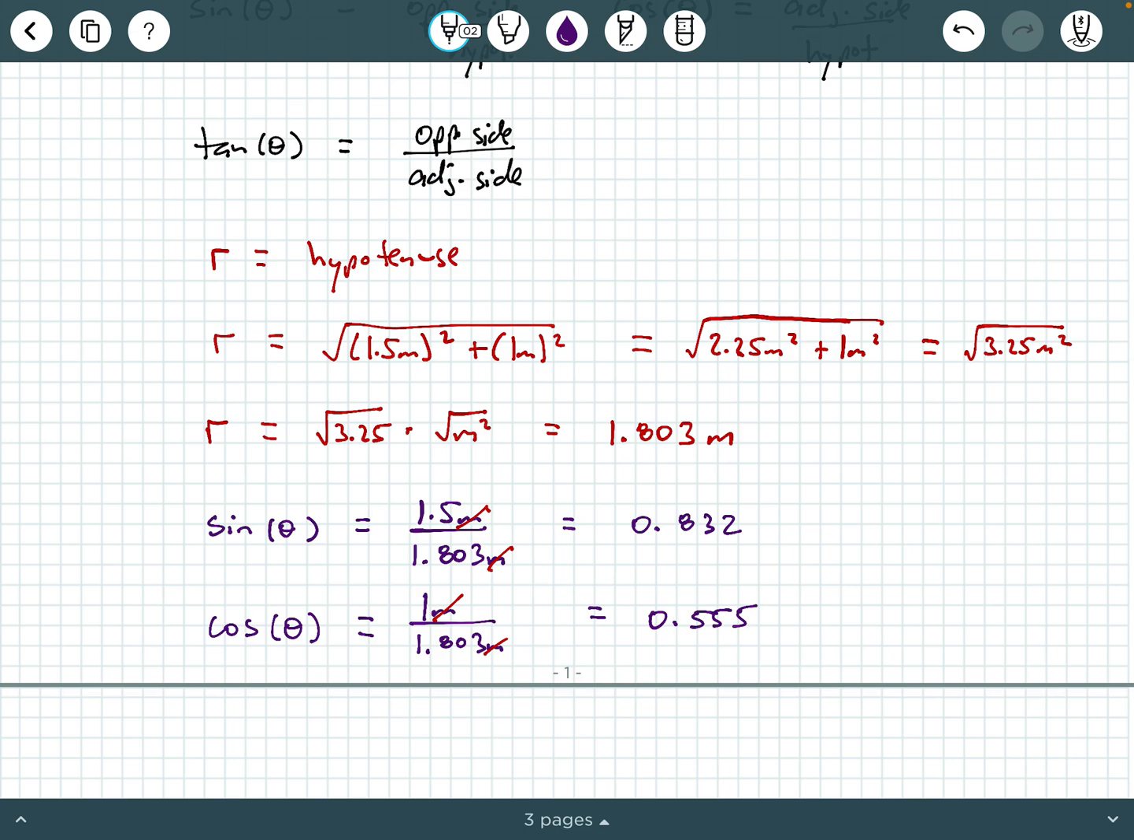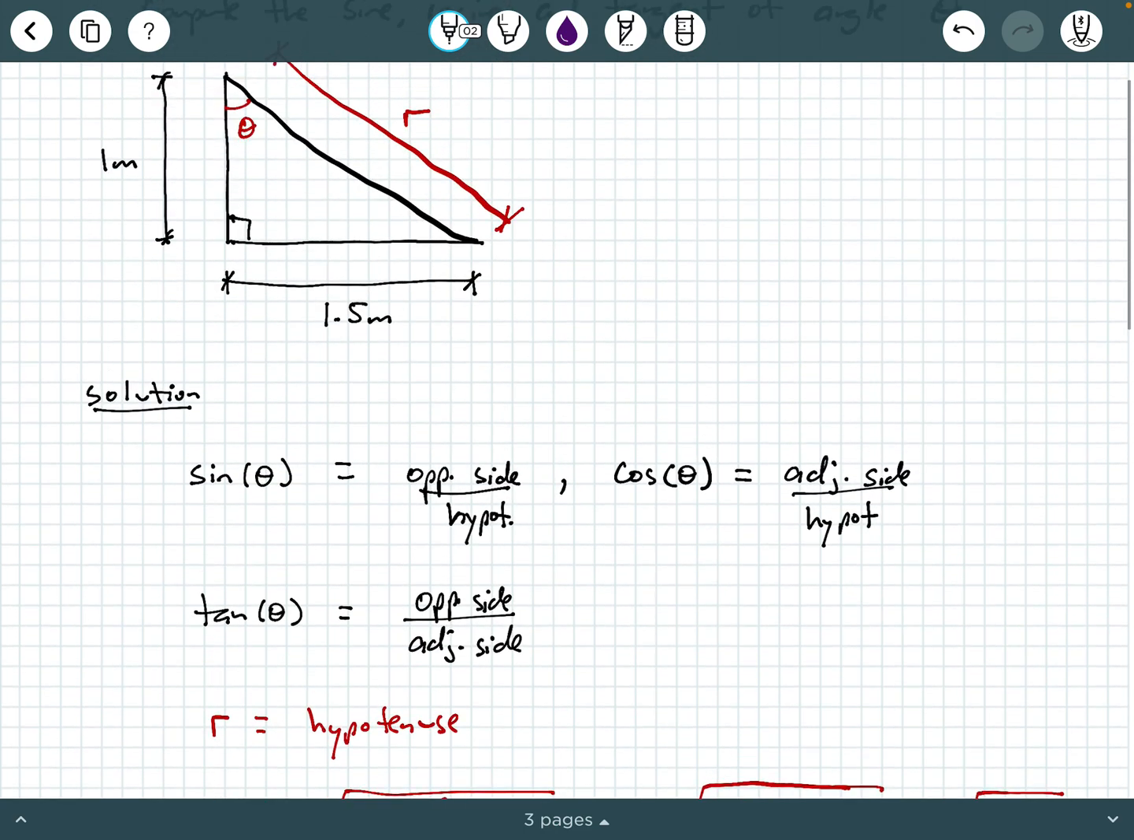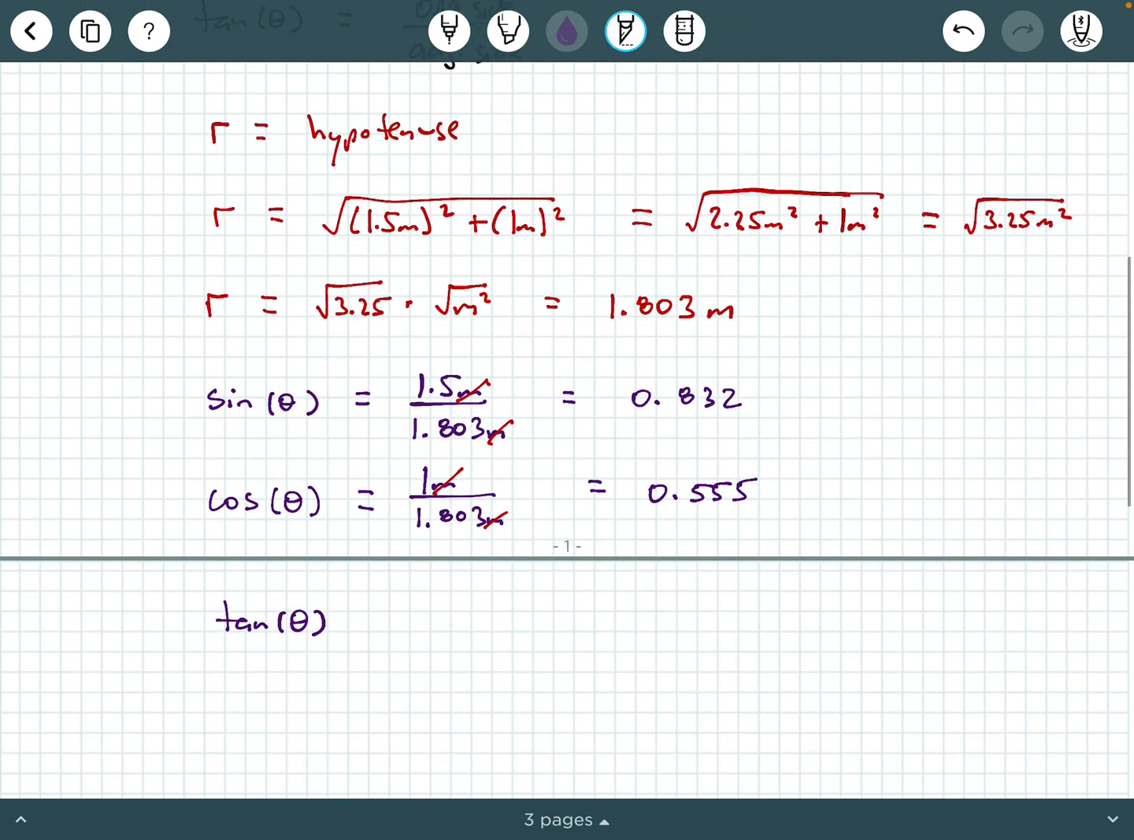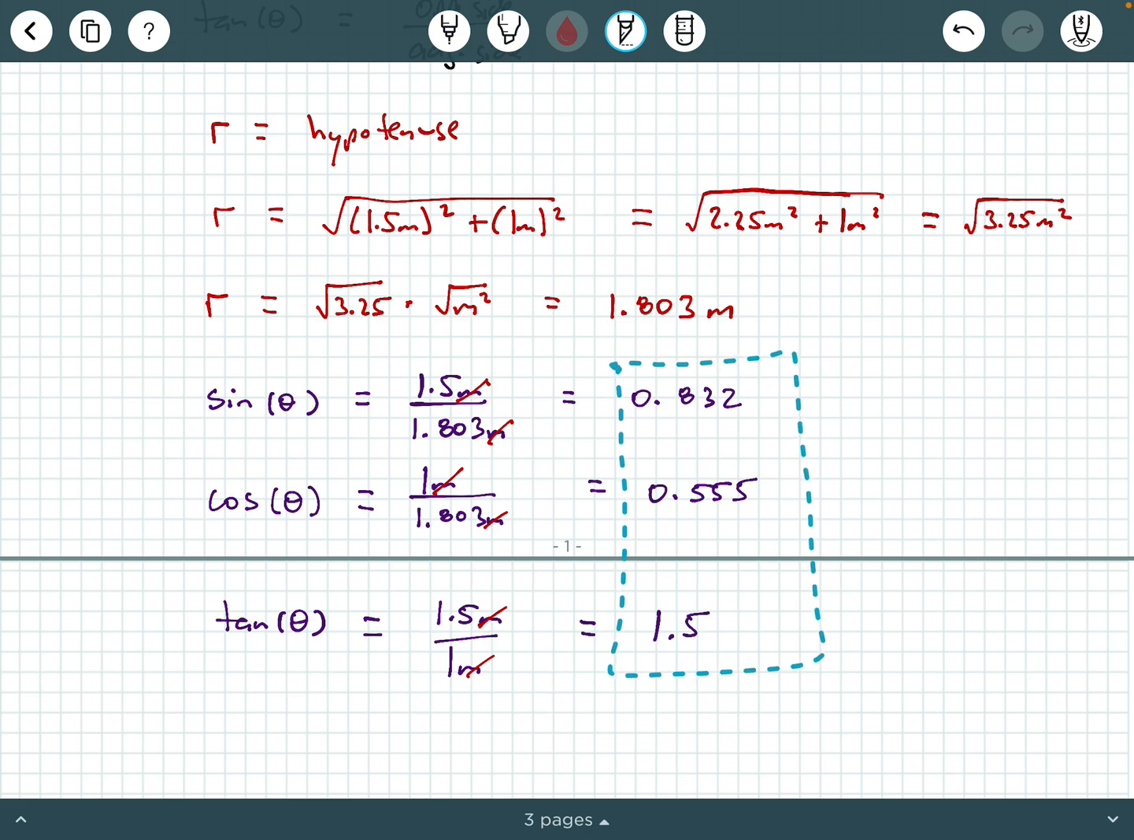And then our last calculation is tangent of theta, which is defined as the opposite side over the adjacent side. So what is the side opposite of theta? It's 1.5 meters divided by the adjacent side, which is 1 meter. Opposite over adjacent. So you get 1.5 meters over 1 meter. And of course, this is just equal to 1.5, and my units of meters cancel. So these are our answers right here. These are our 3 answers, okay? So that summarizes this example.